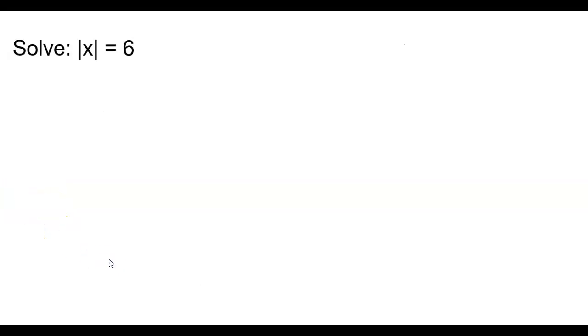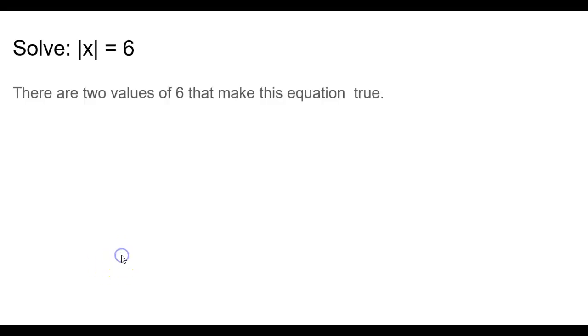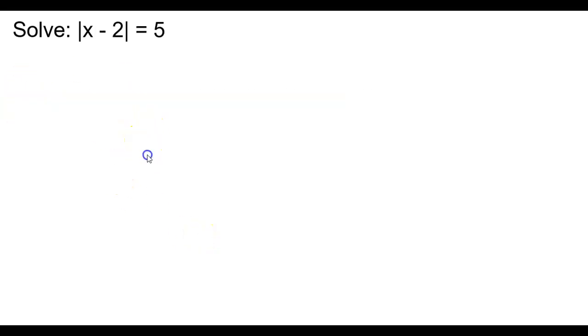Now let's use that to solve some equations. First, nice and basic, the absolute value of x is 6. So thinking about what values of x make this true? Well, there are 2 values of x that make this equation true. What is going to equal 6 when it comes out of the absolute value bars? Well, 6 and -6, because the absolute value of 6 is 6 and the absolute value of -6 is 6. Let's use that idea of 2 options to continue on.